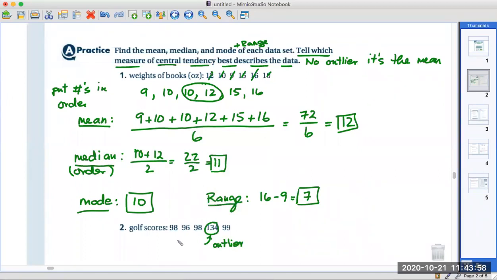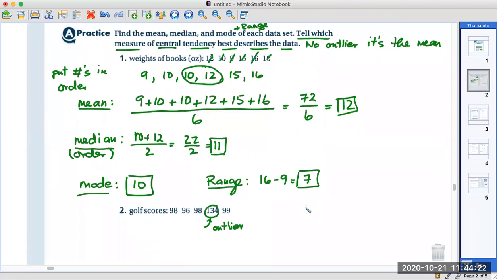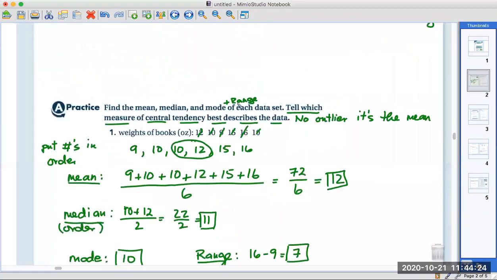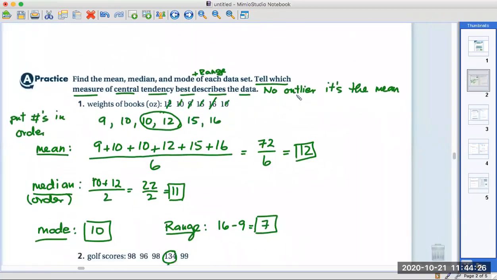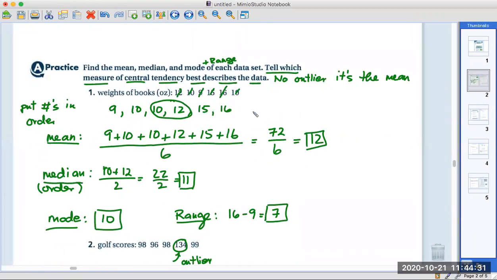All right. So those are the things you have to know how to do, find them. The mean, the average, remember you're adding all the numbers and dividing by how many numbers there are. The median, your numbers need to be in order. You find the middle one. The mode is the one that's most often. The range is the largest minus the smallest. Look for outliers. Oh yeah, we haven't answered the question. Oh yeah, no outlier, it's the mean. Yep, we answered all the parts of the question.